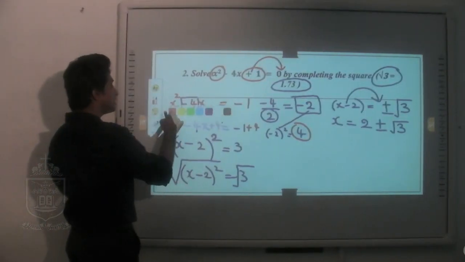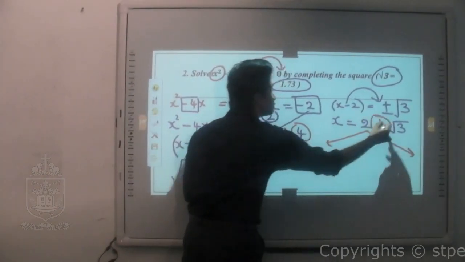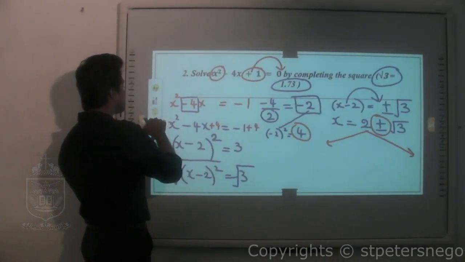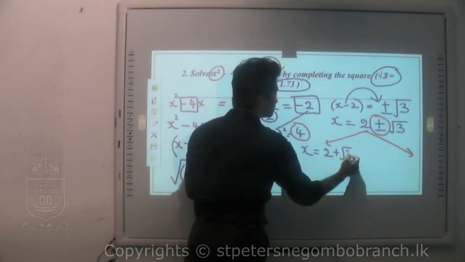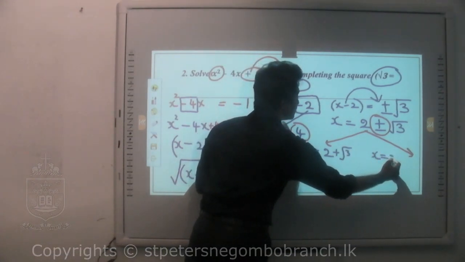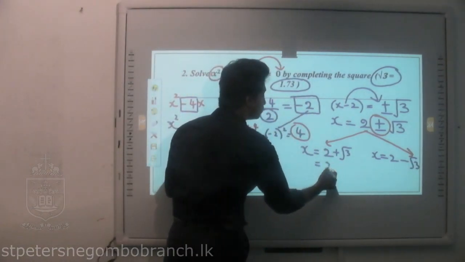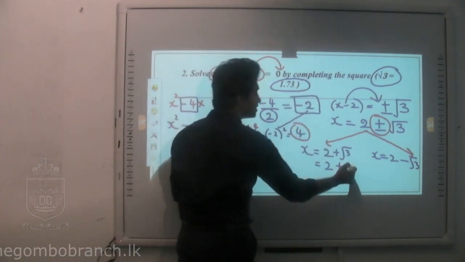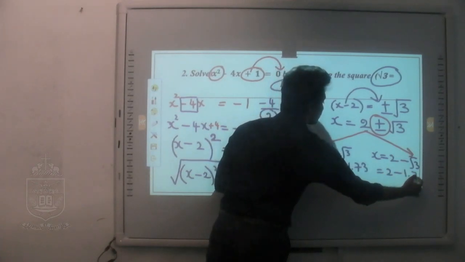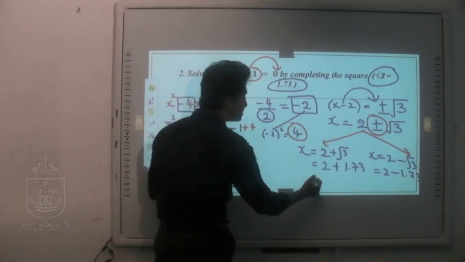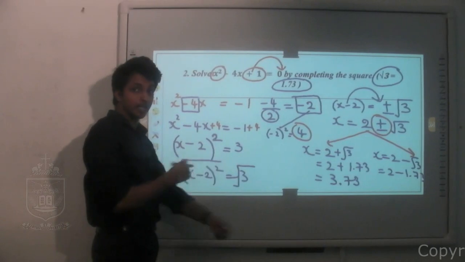Just like the previous question, I am going to break it into two parts in terms of these two signs. Okay, how am I going to break it? I will take x equals 2 plus root 3, that is 1. Here x equals 2 minus root 3. Then the value 2 plus root 3 value is given as 1.73. This is going to be 2 minus 1.73. This is okay. This is going to be 3.73.